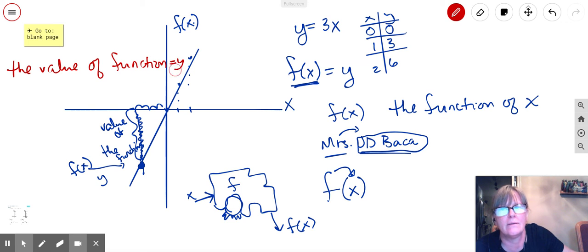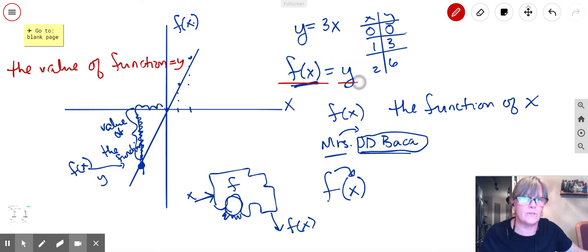The value of the function is y, not x. It's never x. The value of the function is never x. So the value of the function is equal to y. f of x is equal to y. The value of the function is the distance from the x-axis.